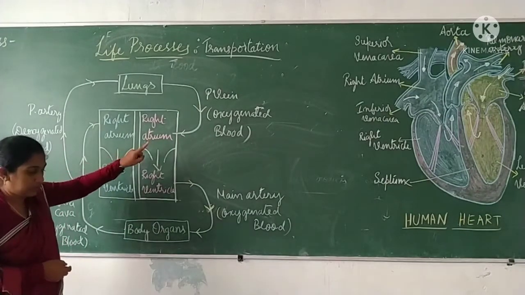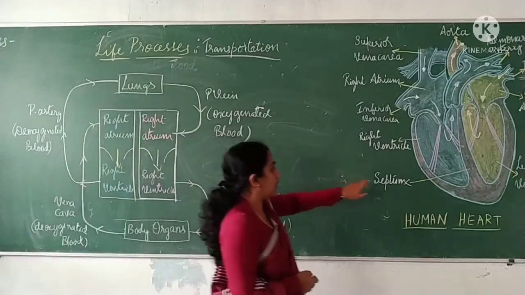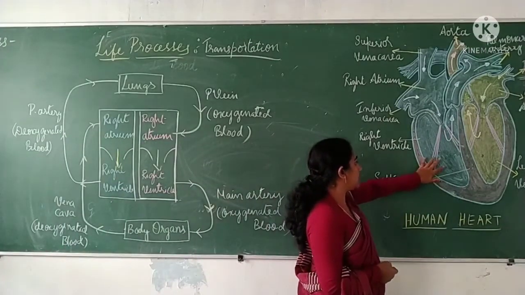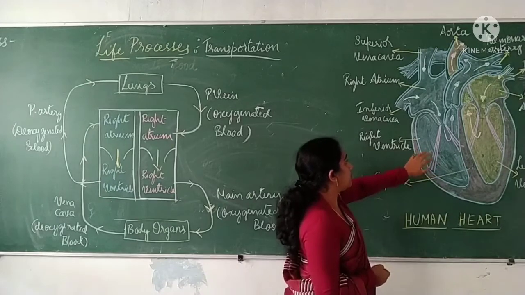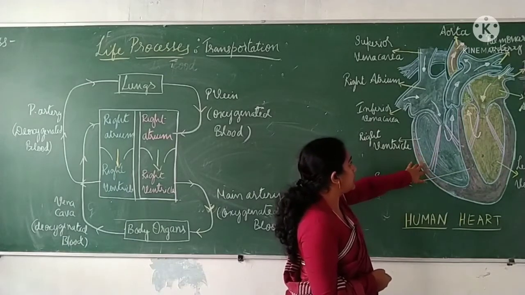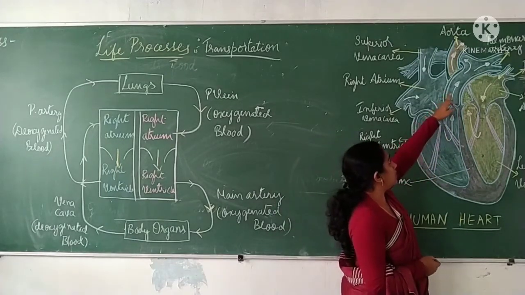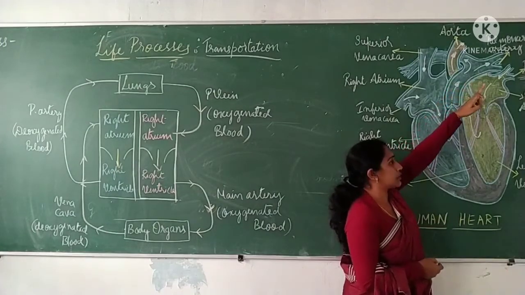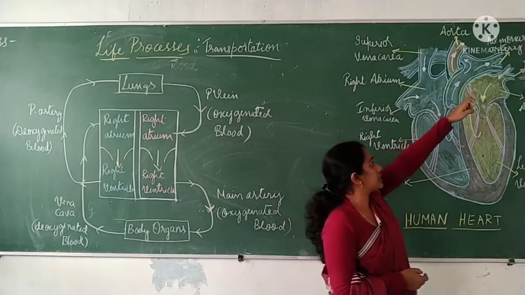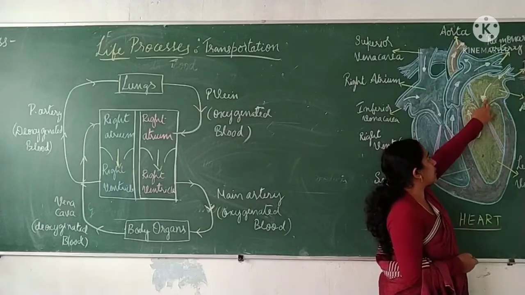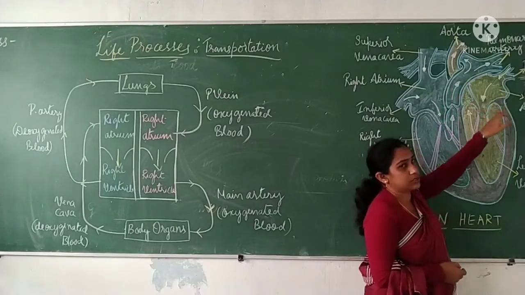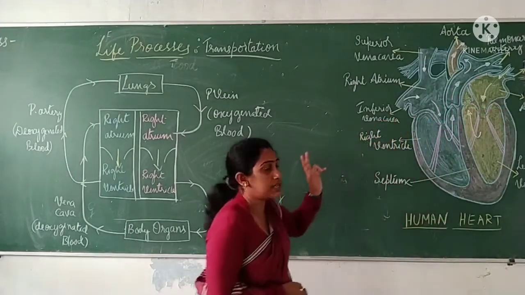I can show the same by using the heart diagram. Here you have the left ventricle. From here the deoxygenated blood from the heart enters into the pulmonary artery. It reaches the lungs, and from the lungs through the pulmonary vein it reaches back to the heart. That forms the pulmonary circulation.